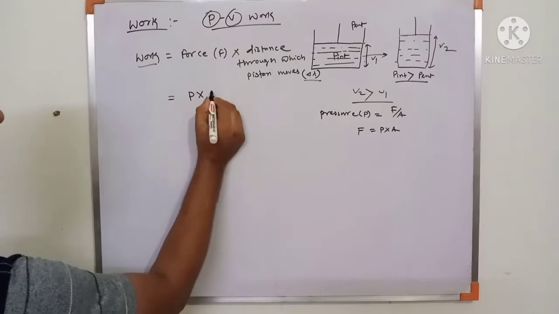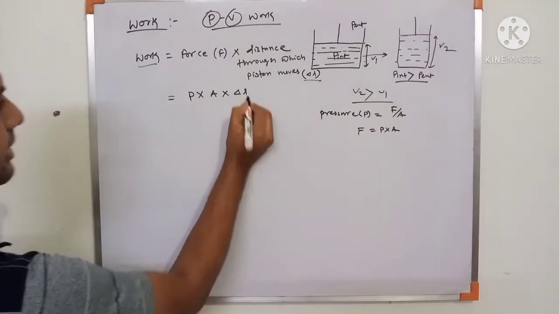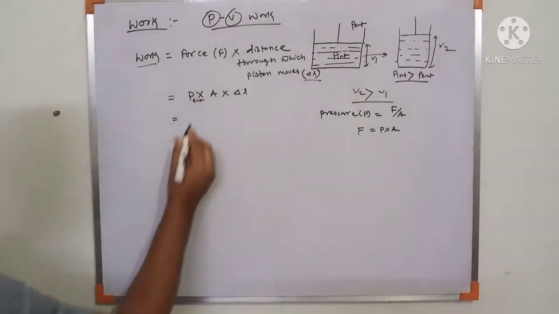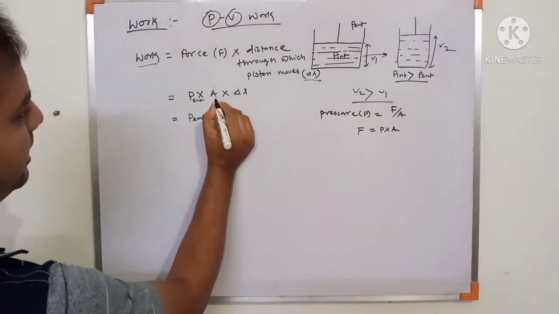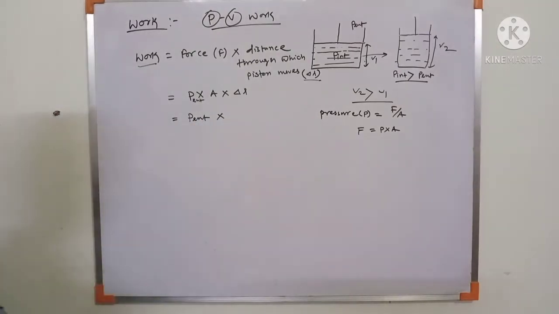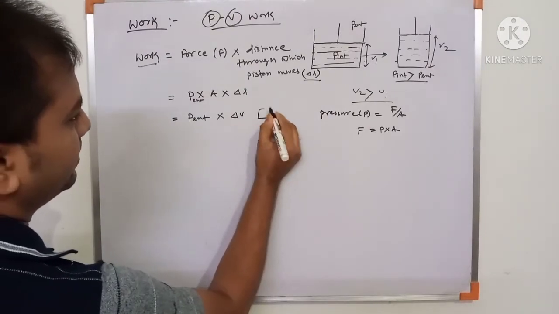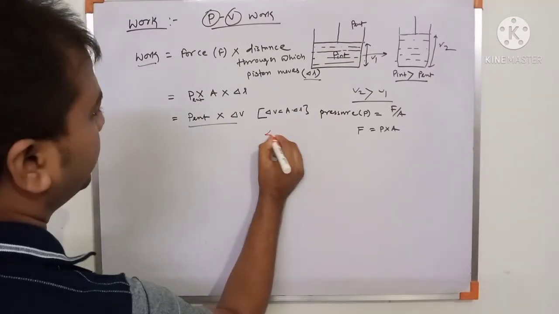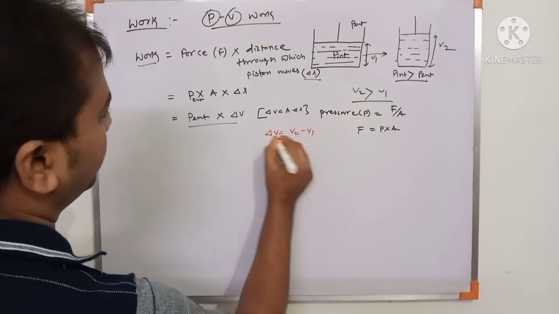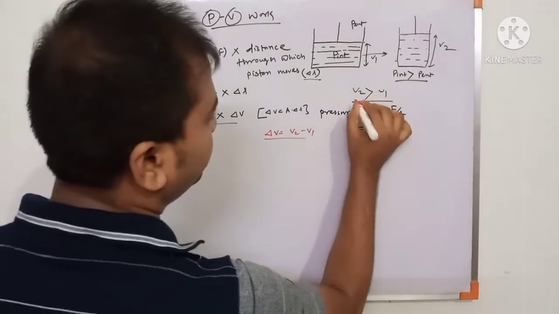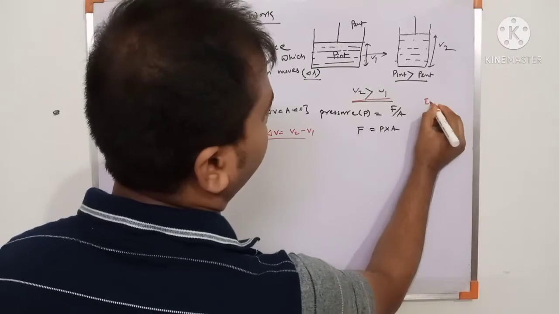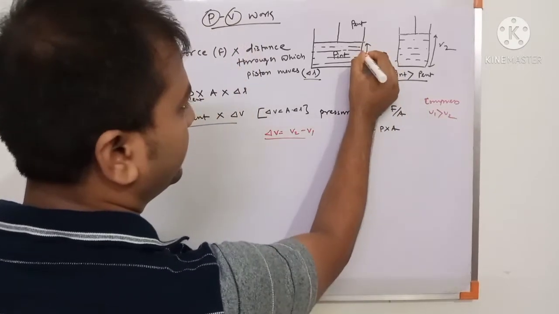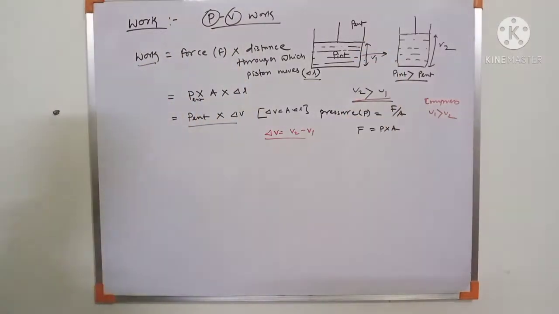So this is pressure into area into delta L, where this pressure is P external pressure. So P external into area into delta L. This is distance, so the total is delta V. We know delta V equals area into length. Now delta V equals V2 minus V1. In expansion, V2 is greater than V1. In compression, V1 is greater than V2 because the piston moves this side.